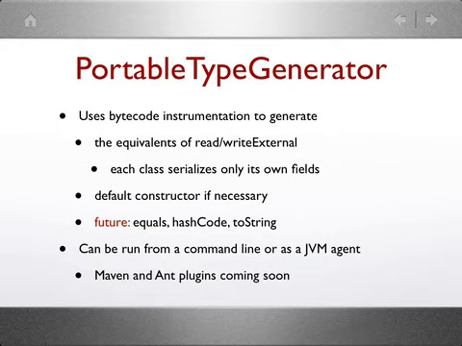And at the moment, as I said, the portable type generator can be run from a command line or as a JVM agent. I also have a Maven plugin, it's just not committed yet. I need to write an Ant plugin so you can do this at build time and instrument your classes and have instrumented classes without having to configure JVM agents.